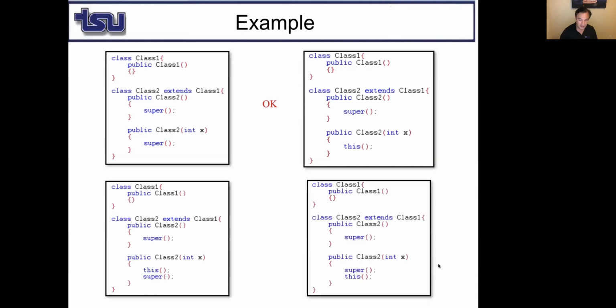You cannot have both this and super. You will have only one of them because each one must be the first statement. If you have super, it must be the first statement. If you have this, it must be the first statement. Therefore, you cannot have both. It contradicts the condition that it must be the first statement.